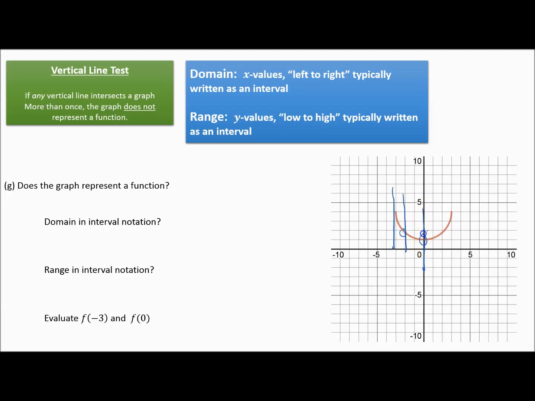If I draw one here, it only intersects once. If I draw one here, it only intersects once. If I draw one out here, it doesn't intersect it at all, which is fine. What happens is if it intersects more than once, it's not a function. But there's no way you could draw a vertical line on top of this graph and intersect it more than one time. So yes, this is a function. You could say for each x, there's only one y. Or you could say it passes the vertical line test. Either way, it is definitely a function, okay?